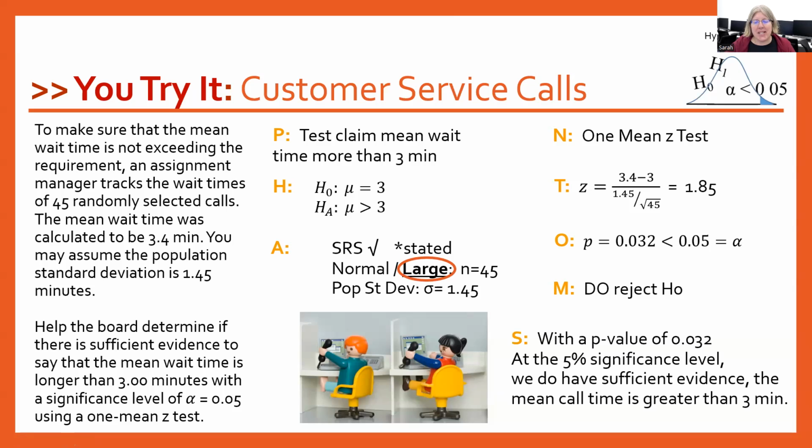My conclusion statement: with a p-value of 0.032, at the 5% significance level, we do, and that "do" is going to match whatever you wrote on M. If you wrote do reject, you do have evidence. If you wrote do not reject, you write do not have evidence. So we do have sufficient evidence the mean call time is greater than 3 minutes.